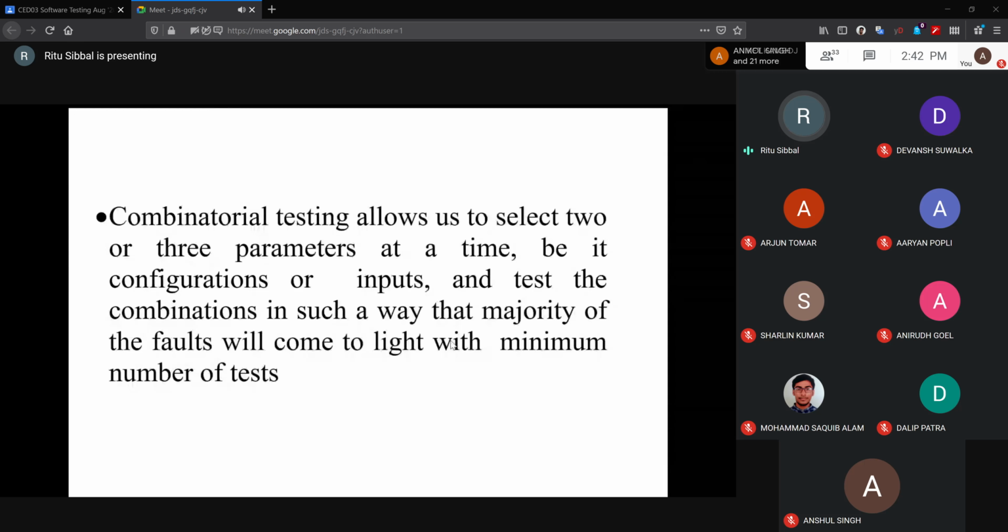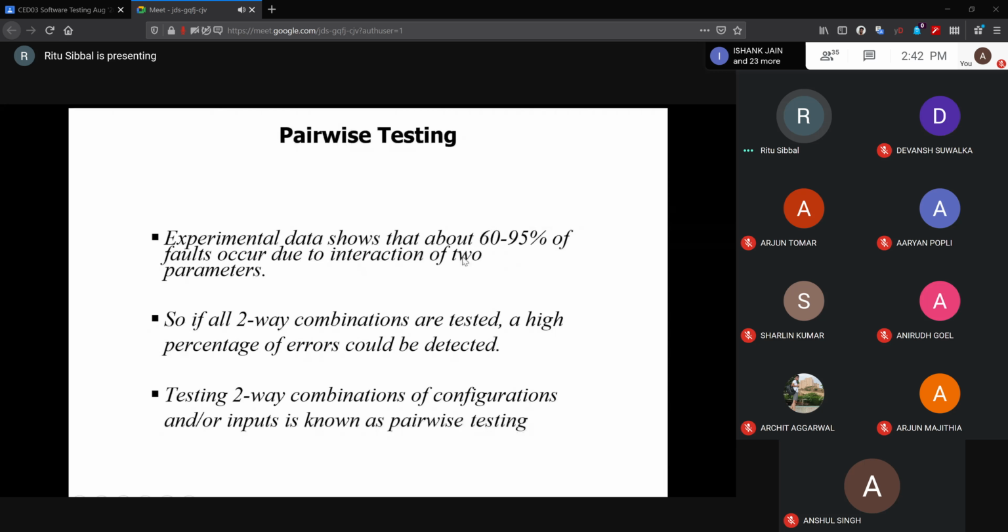All right. So let us talk about pairwise testing now. Experimental data shows that about 95% of faults occur due to interaction of only 2 parameters. Even if there are 100, all 100 will not affect it. 60 to 95% of the faults are occurring due to interaction of 2 parameters. Two parameters are so critical that 95% of faults in the software are caused by them. So if we test all the two-way combinations, a high percentage of errors can be detected.